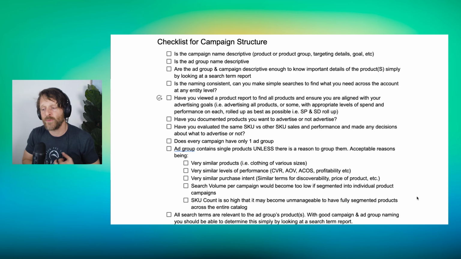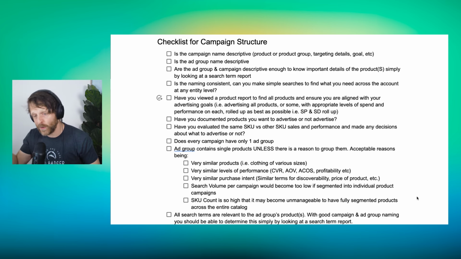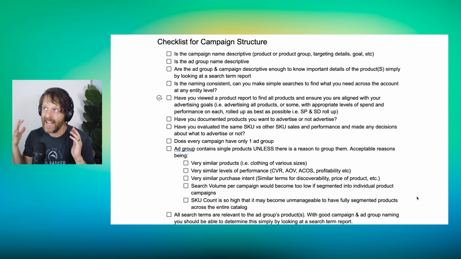All search terms should be relevant to the ad group's product. With good campaign and ad group naming, you should be able to determine if the search term was relevant just by looking at the search term report. That's a callback to what we mentioned earlier. Basically, what that means is if you have running shoes and it's triggering hiking shoes, you're in trouble. And if you think this isn't happening to you, double check your search term report for sure.